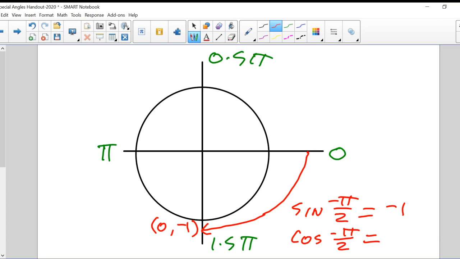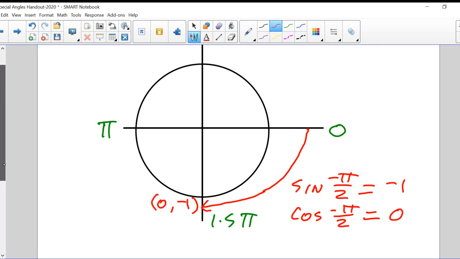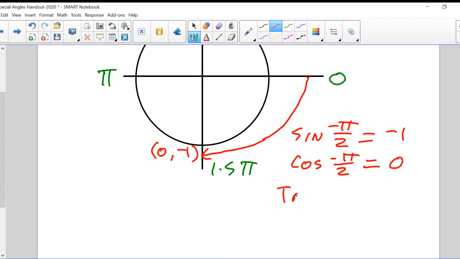Okay, what about the cosine of minus pi over 2? Let's answer that question. We have about 7 minutes left. What is the cosine of minus pi over 2? 0 is correct because it's my x-coordinate. What about my tangent of minus pi over 2? Can anybody help me with that?